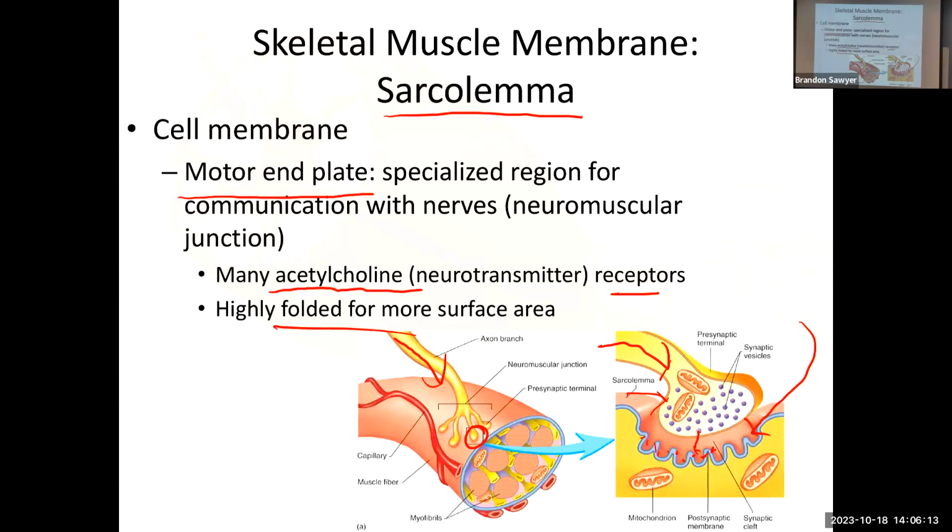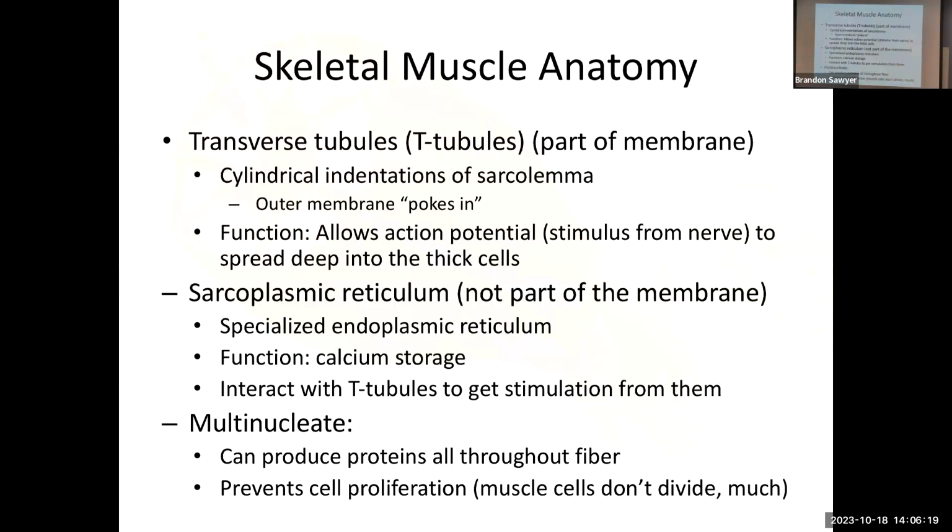Questions on that? Okay. All right, so a little bit about the anatomy of skeletal muscle cells. We have a special structure in the membrane called T-tubules, or transverse tubules. These are cylindrical indentations of the cell membrane. Pretty much you're going along the cell membrane, and then there's this little spot that pokes in, goes deep in the cell, and that's the transverse tubules.